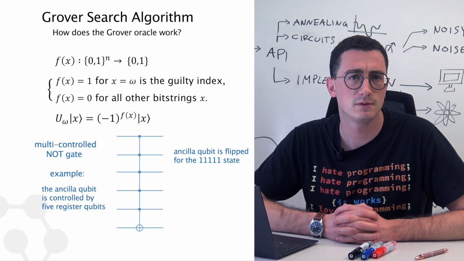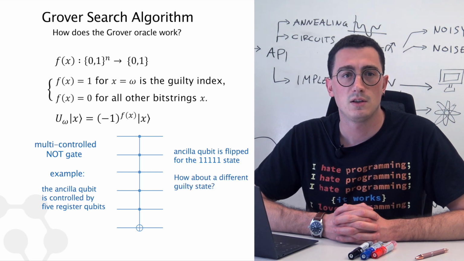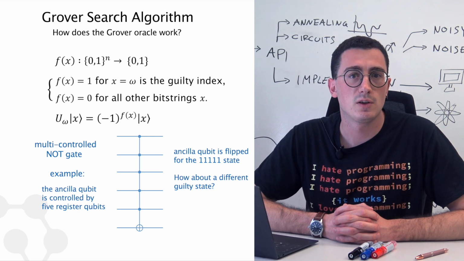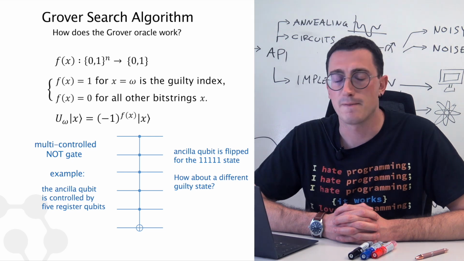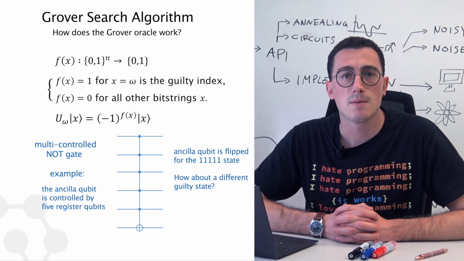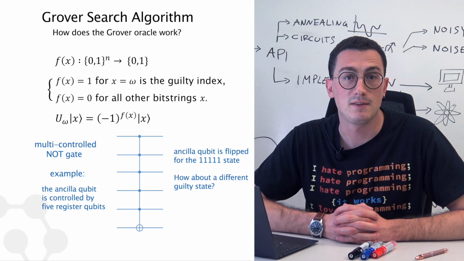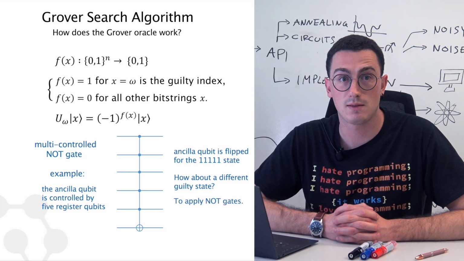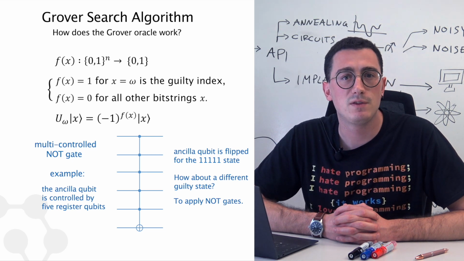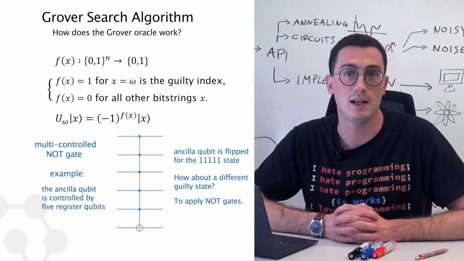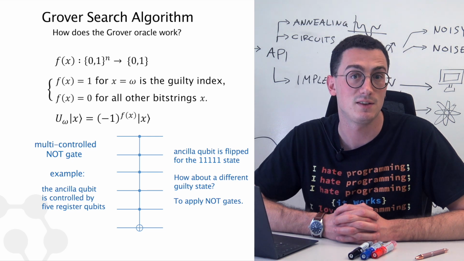But what about a situation in which the guilty state is another one? Then you need to adjust the oracle so that the triggering component is different from the 1, 1, 1, 1, 1. For example, you can implement it by modifying the state, applying some NOT gates to the qubits which, in the bit string, correspond to a 0. In this way, you will leave the global state untouched, but the actual component which is activating the gate is the one corresponding to the guilty state.